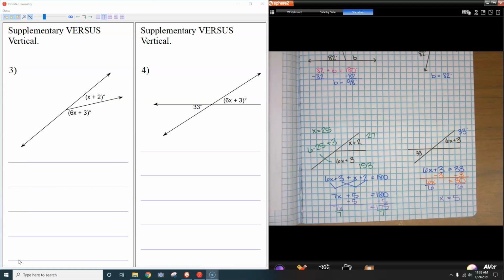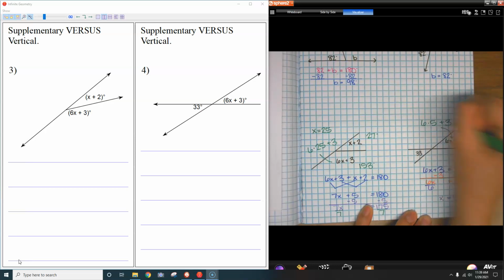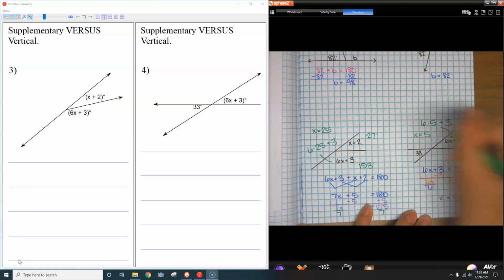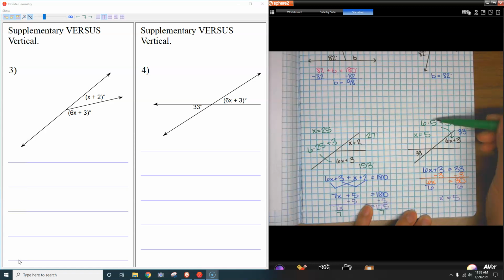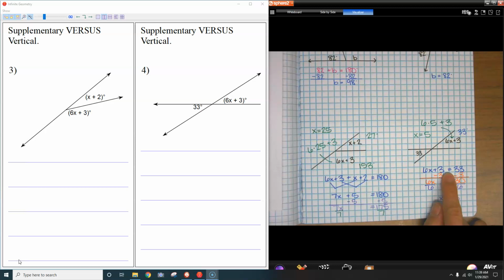If I plug this value, x equals 5, into my equation, I get 6 times 5 plus 3. 6 times 5 is 30, plus 3 is 33. We did it because it was supposed to be 33, and when I plugged x back into it, it also made 33. The big difference between supplementary and vertical is that supplementary, we're adding angles to make 180. For vertical, we're not adding our angles, we're setting our angles equal to each other.